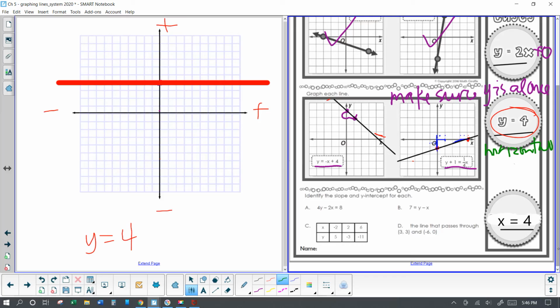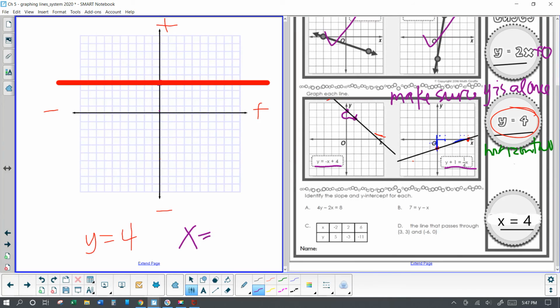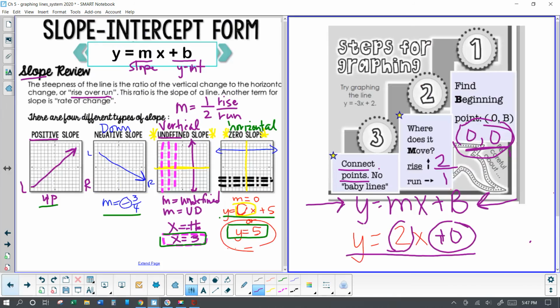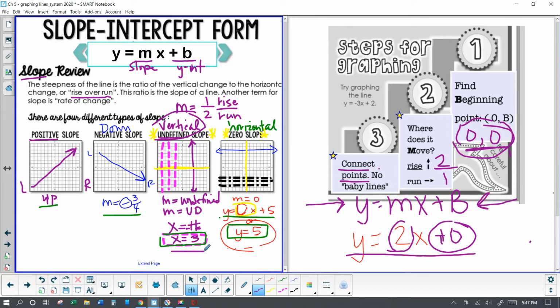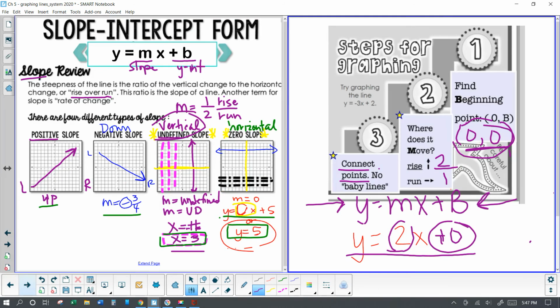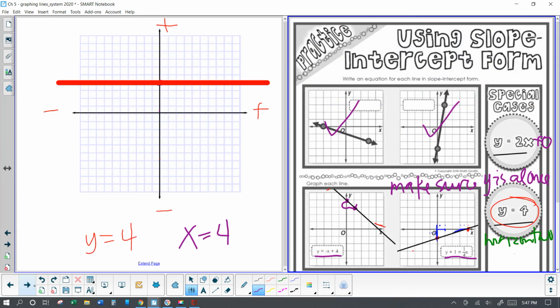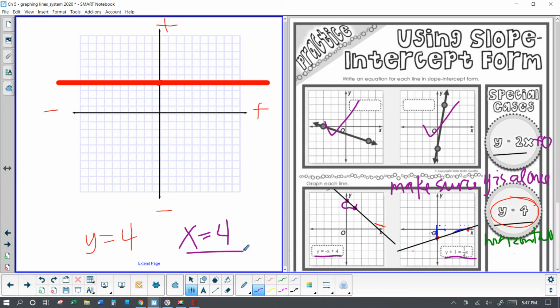The last special case that we have, x equals a number. X equals 4. This was our special case where I have a vertical line. X equals a number. This is a vertical line, and this is something I just have to kind of remember. I'm going to skip ahead here again. Okay. So in this one, I want to graph x equals 4.